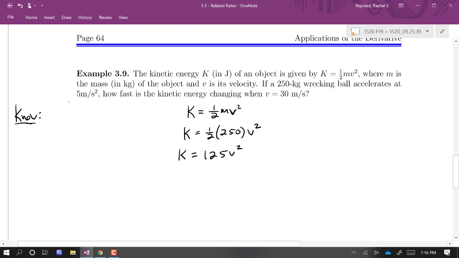What is that the rate of change of? Well, it is acceleration, which is the rate of change of velocity, right? This 5 meters per second squared is 5 meters per second per second. That's a v over time. So in fact, they told us dv/dt. What is it that they are asking us to find?